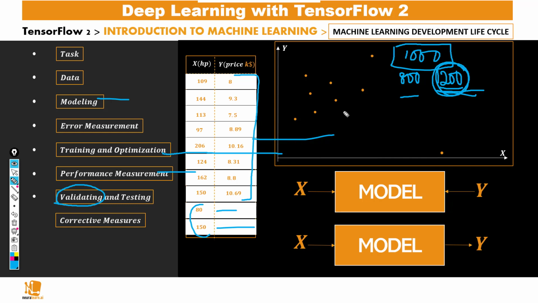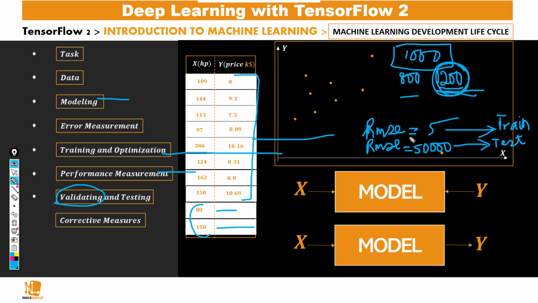And so as we're saying, if a model, for example, has a performance of, say, root mean square value equals, let's take say 5 on the training data, and then on the test data it has a root mean square value of 50,000, then it's clear that this is a very poor performing model, as it does well only on data it has seen, but on data it hasn't yet seen, it doesn't perform well.